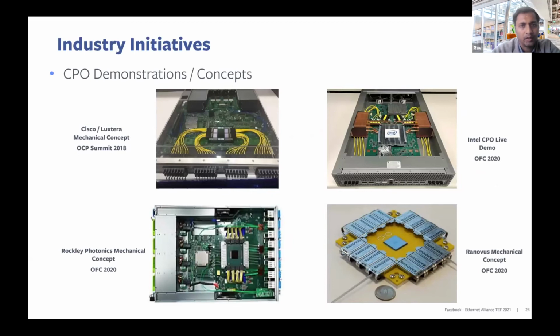So this slide shows some of the concepts which industry has demonstrated so far, starting from Cisco, Intel, Rockley and Renovus. So there is industry momentum building, but still it's fragmented. As you can see, each solution looks different from the others. So there are a lot of standards that need to be developed, and industry needs to come together so we can have a common co-package optics which will meet different types of workload and power envelope.